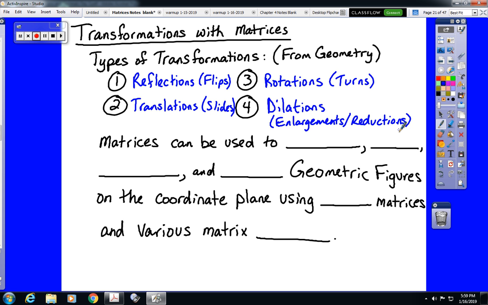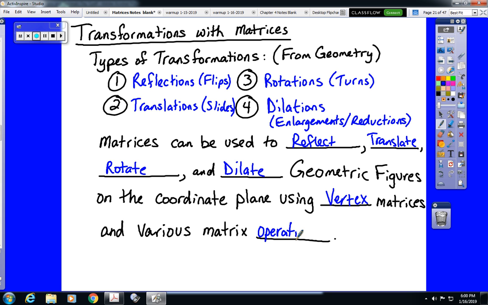Now, matrices can be used to reflect, translate, dilate, or rotate, using the various matrix operations that we have already discussed. What we use is what's called a vertex matrix, which will be the other focus of this particular video, and various matrix operations, including, but not limited to, actually I guess they are kind of limited to, addition, subtraction, scalar multiplication, and matrix multiplication.